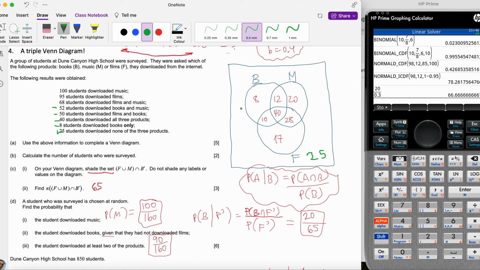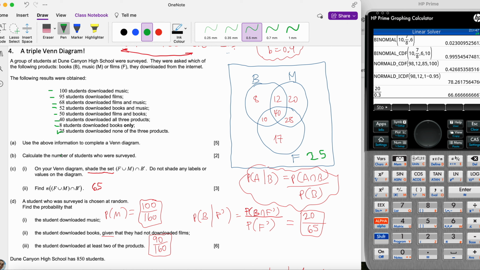Good. 68 download film and music. 68, you have that 40, so that becomes 28. Okay, now 95 downloaded films. Do not put 95 here. Remember, this is everybody who downloads films, so all of this should be 95. So you can go 95 minus this, minus this, minus that, and you'll get 17. Okay, and then you have in total 100 music. You already have these, and you can see that these add up to 40 and 40, 80, and so the other last ones are 20.